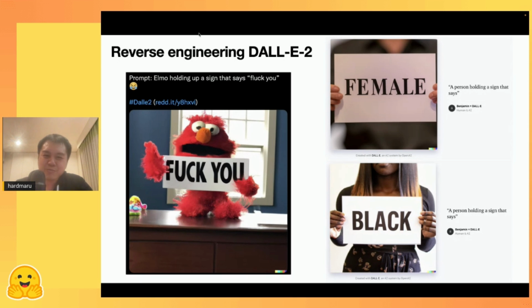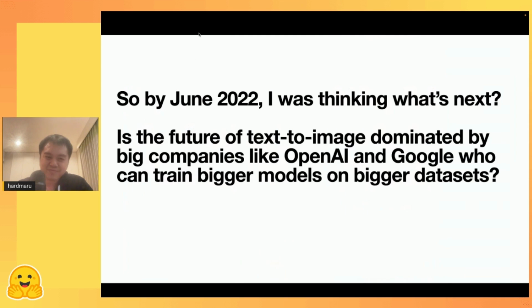And people also reverse engineered how the system was inserting prompts into the algorithm. So they had a prompt that says "a person holding a sign that says," and then suddenly there will be a sign that says female or black, as a way to debias some of the images. So the community is pretty smart. Humans are pretty smart as a group to figure stuff out.